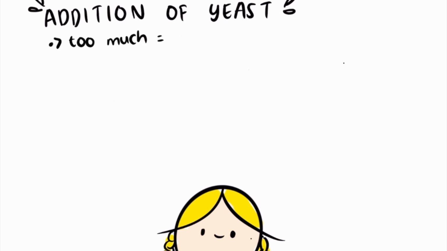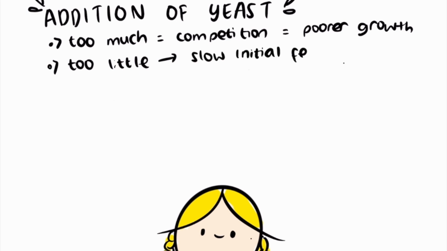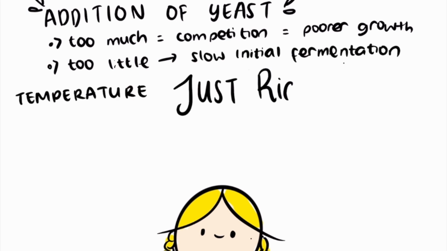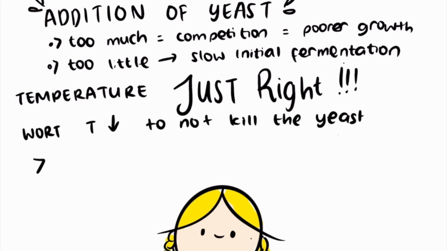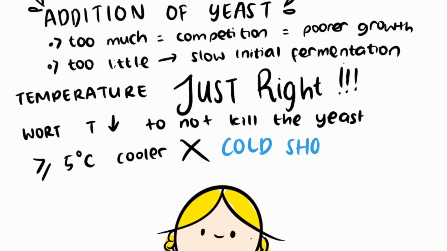Too little leads to a slow initial fermentation, but too much will lead to a competition between yeast causing poor growth. The temperature of the wort should just be right. The wort must be first cooled to prevent killing of the yeast, but it should not be more than 5 degrees Celsius cooler than the yeast to prevent cold shock.